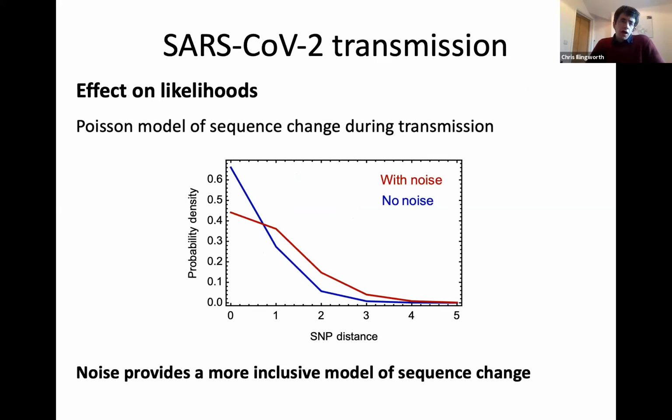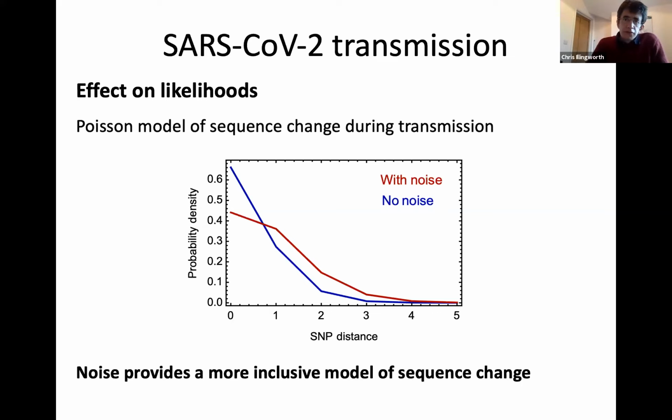So we can ask, what does it do? If we think about a likelihood over one transmission and how many sequence changes we'd expect, we can make a Poisson model of how much change there's going to be, what's the SNP distance over one event. And we can see there's a little bit of a difference. So with noise, you can see you occasionally get things with a SNP distance of 3, whereas without noise, you would rule it out. And that's interesting because a lot of people are using SNP cutoffs, certainly in the UK, as a measure of transmission. They say if it's 3 SNPs, that's definitely not transmission. But here it's showing that noise means we maybe need a more inclusive model of sequence change.